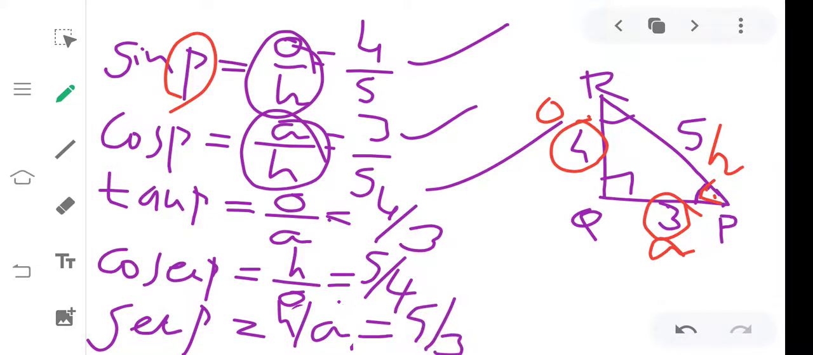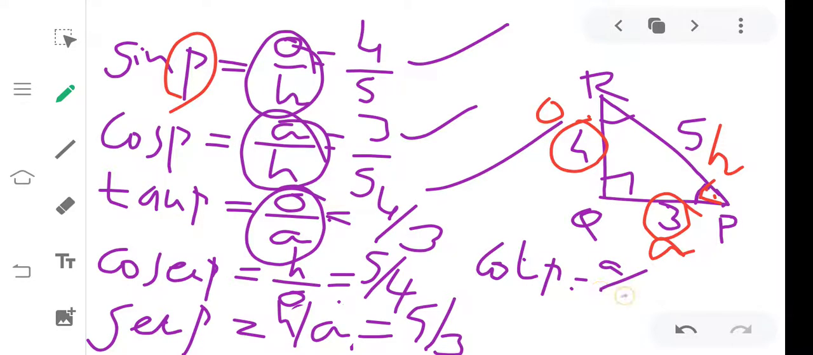And the last ratio is cot P, which is the reciprocal of tan. So we get A by O, which is 3 divided by 4. Okay, so these are the basic facts of trigonometry.